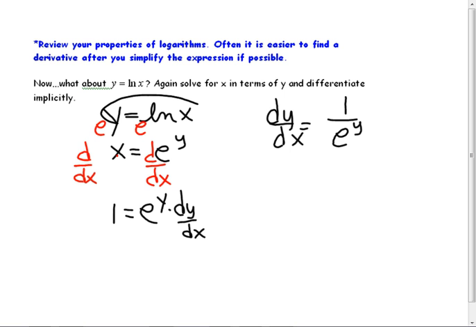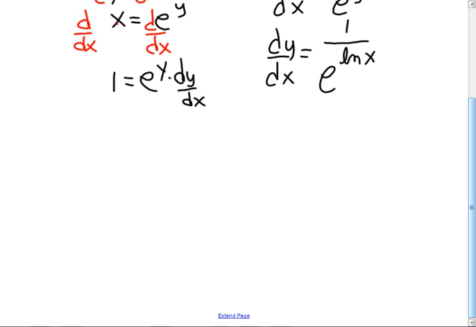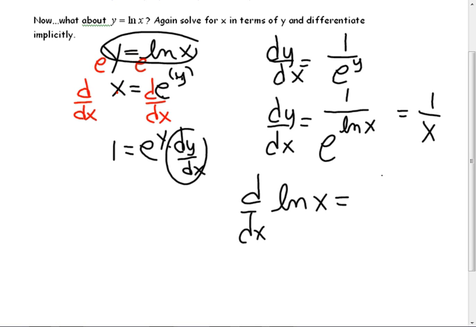The log of x. So it's 1 over e to the log of x. But I can simplify that. What does that simplify to give me? 1 over x. I solve for dy dx here. Remember, I have to do the chain rule. It's e to the y times the derivative of the inside function. I know it doesn't look like it's inside, but it's e of that thing. It is inside. So this ends up being 1 over x. So here's another derivative. The derivative with respect to x of the log of x is 1 over x.